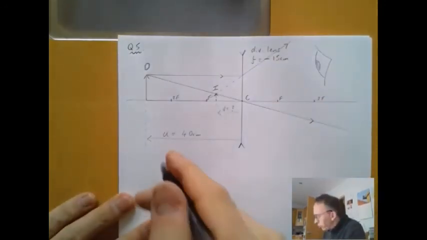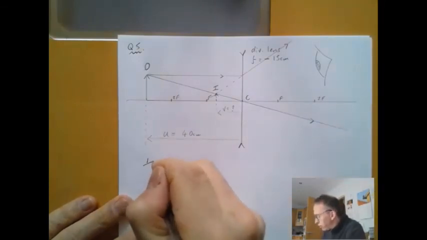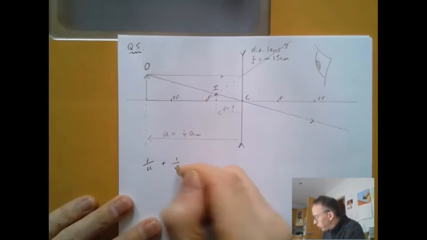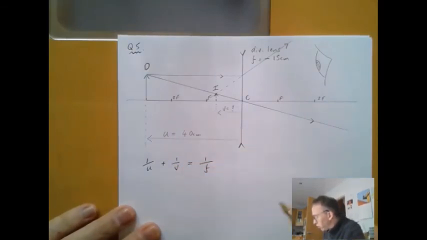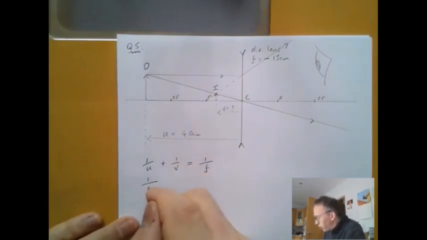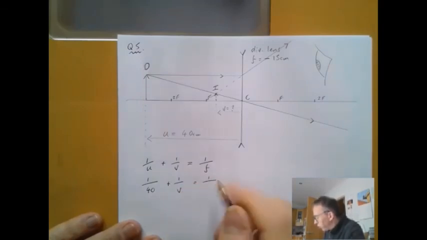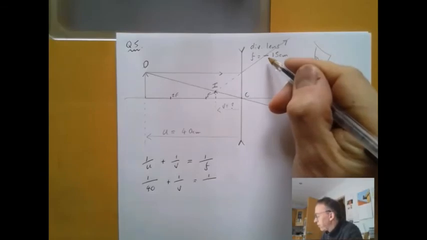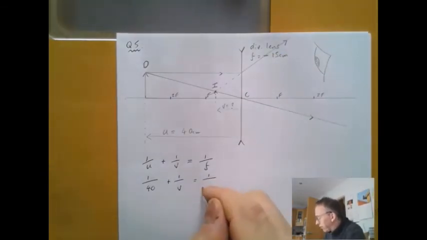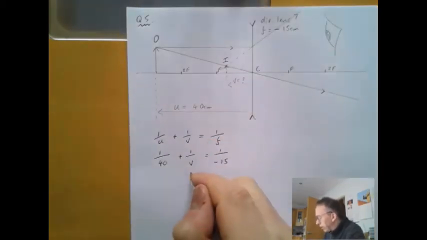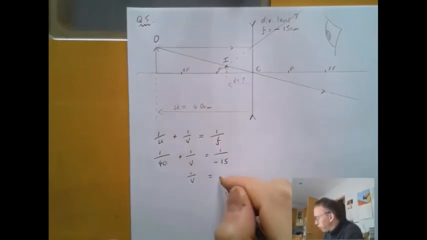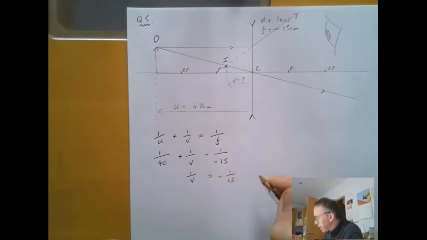Okay, so we can substitute into the lens equation. 1 over u plus 1 over v equals 1 over f. So 1 over 40 plus 1 over v is equal to 1 over negative 15. At this point, we need to be careful. Diverging lens, it has a negative focal length. So we put that in as negative 15. Okay, do the algebra as before. Bring the 1 over 40 over, it becomes negative also, and we get negative 1 over 15 minus 1 over 40.